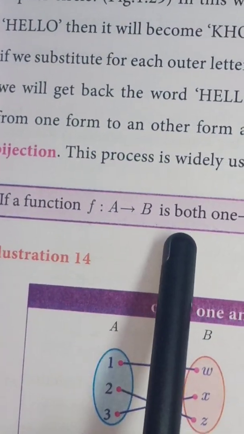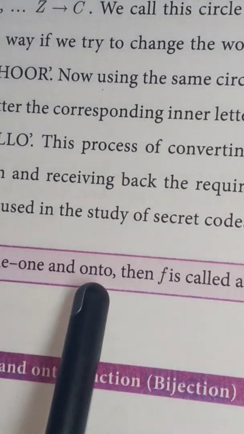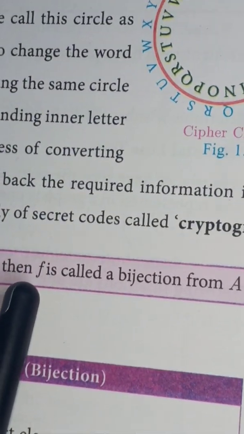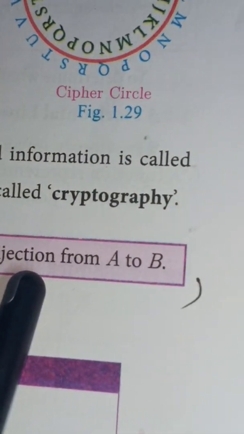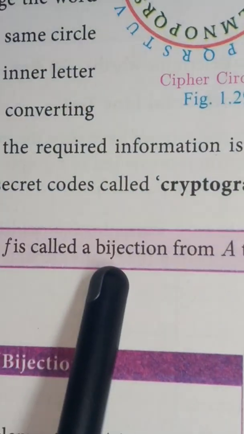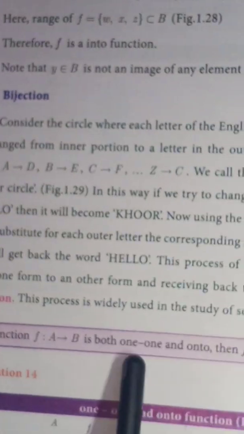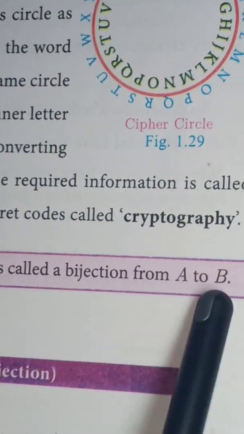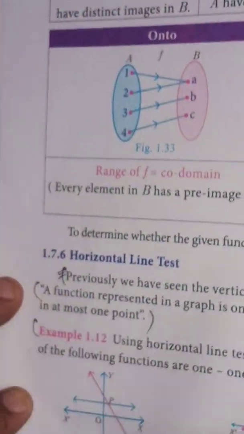Another important note, a function f from A to B is both one-to-one and onto. Both one-to-one and onto. Then f is called a bijection. Bi means two. Okay. For one-to-one, what it is called? Injection. For onto alone, surjection. Both one-to-one and onto is called bijection. Important note.